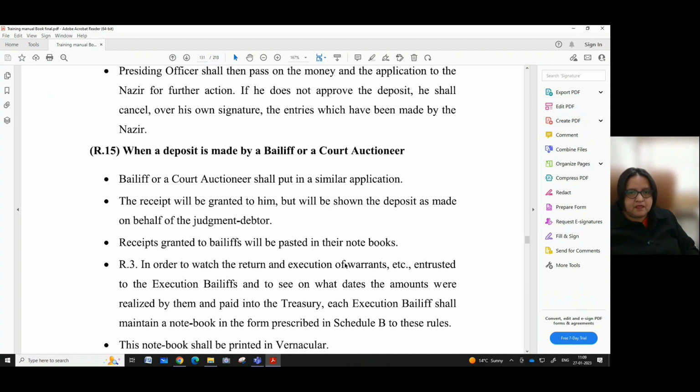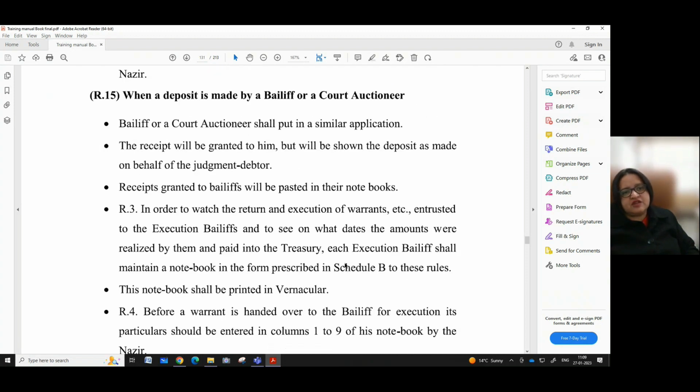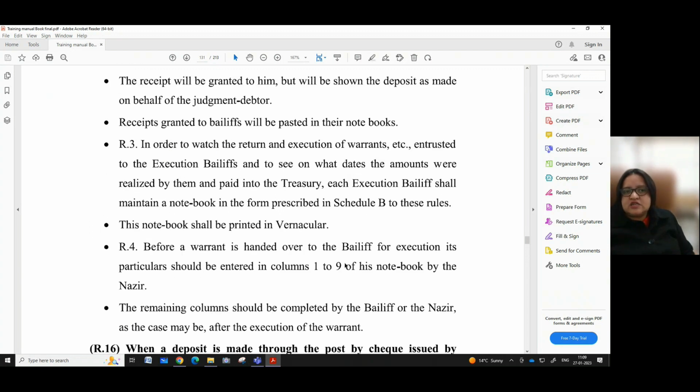Rule 15 says that when the deposit is made by a bailiff or a court auctioneer, the bailiff or court auctioneer shall put in a similar application. The receipt will be granted to him, but will show the deposit as made on behalf of the judgment debtor. Receipts granted to bailiffs will be pasted in their notebooks.